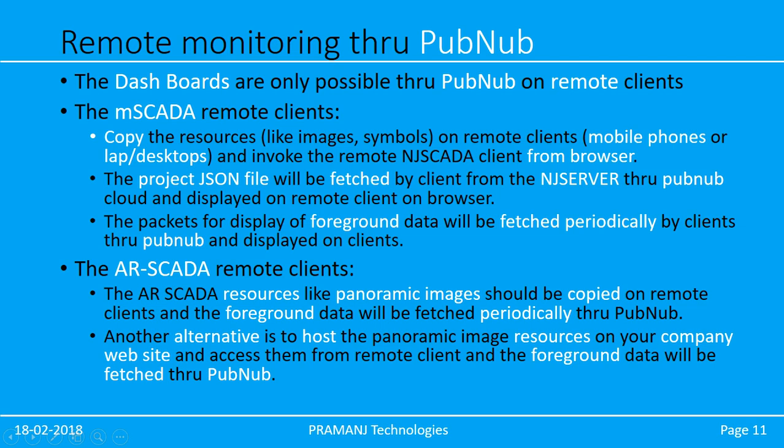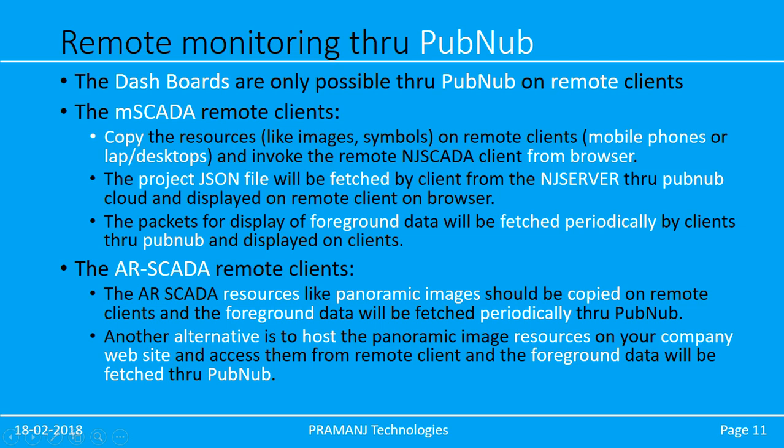Now, once you open the HTML client in a browser, it communicates with the NJ SCADA server and gets the project as a JSON file from the NJ server through the PubNub cloud and displays it onto the remote client, and the packets are sent from the NJ SCADA server periodically to display the foreground data.